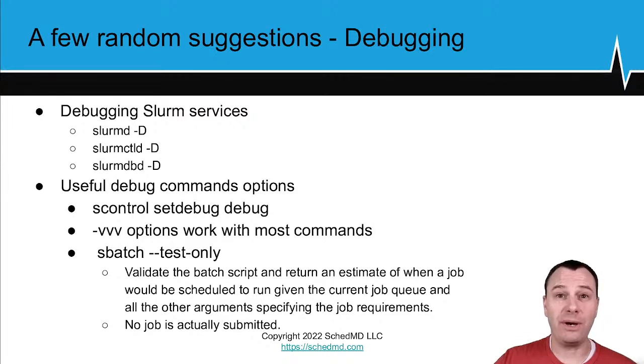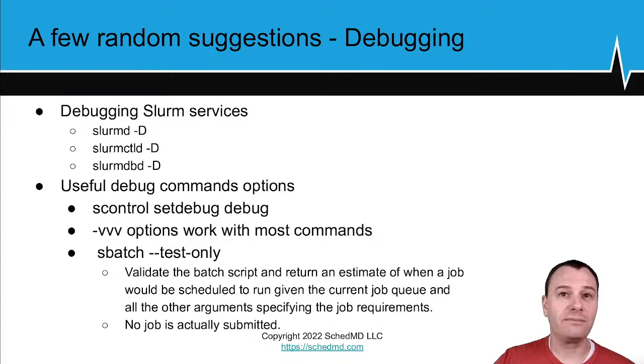If you want to change debugging for the controller but do not want to edit the configuration file, you can issue an scontrol set debug followed by the debug level. Note that this will only affect the scheduler and not the Slurmds. For Slurmds, you will need to modify the slurm.conf and issue scontrol reconfigure. For client commands, you can use the -v option, which will generate logging for that command directly to the terminal. Multiple -v options can be used to increase the verbosity of output.